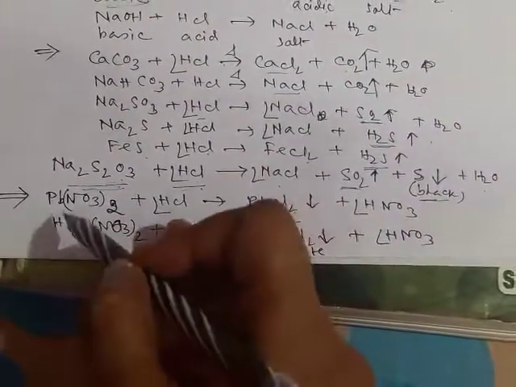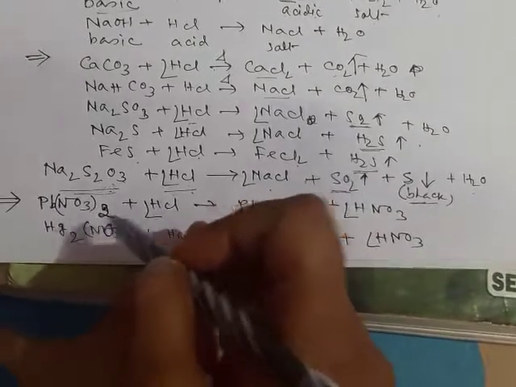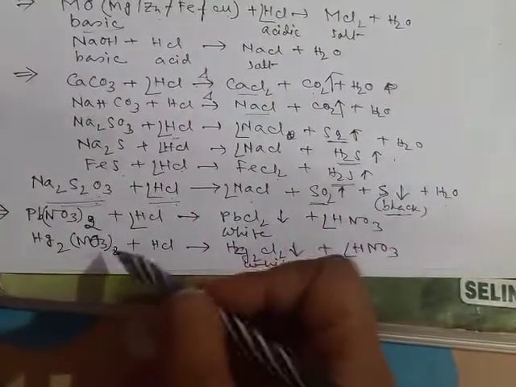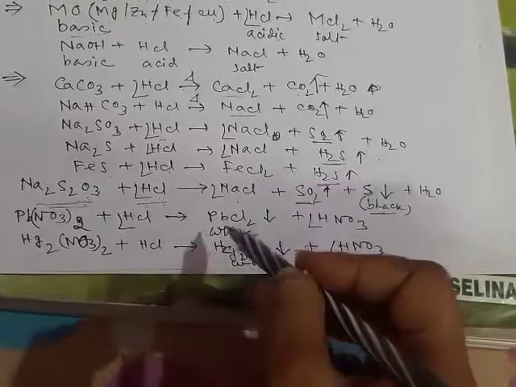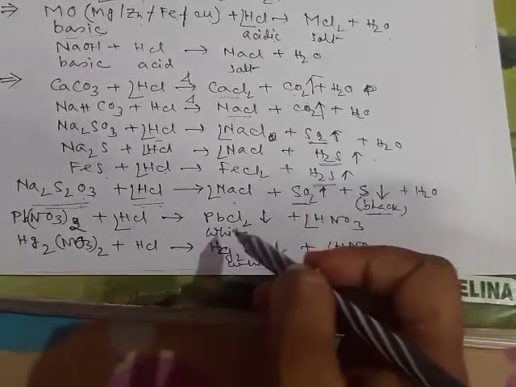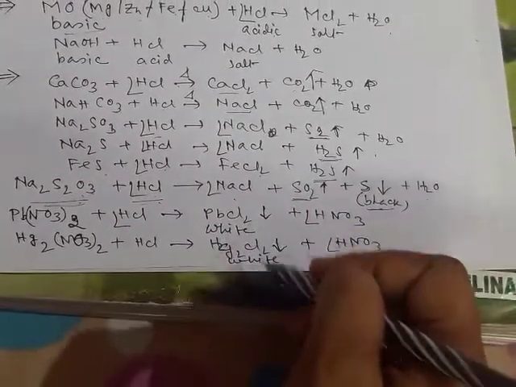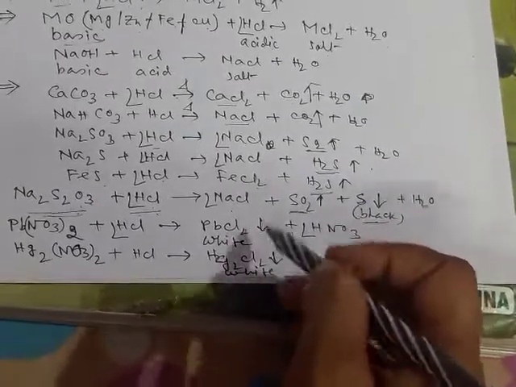And in precipitation reactions, when salts like lead nitrate or mercurous nitrate are treated with HCl, there will be formation of white salts like lead chloride or mercurous chloride. Being insoluble, they will be precipitated out and we get a white precipitate.